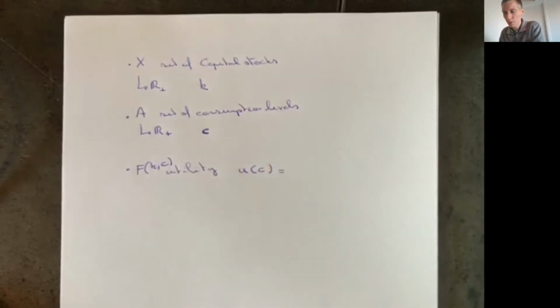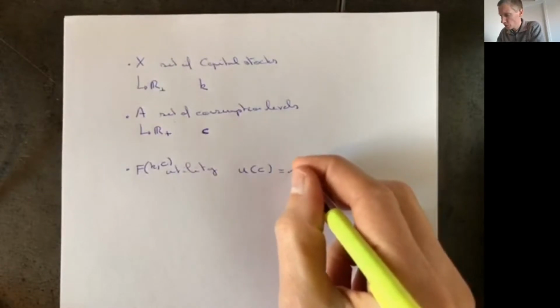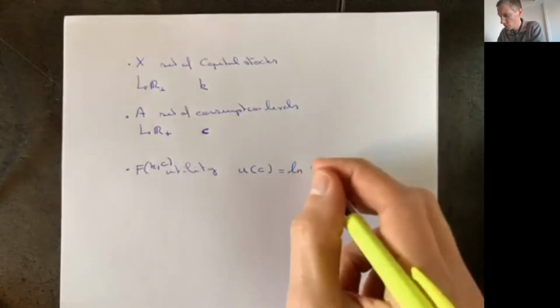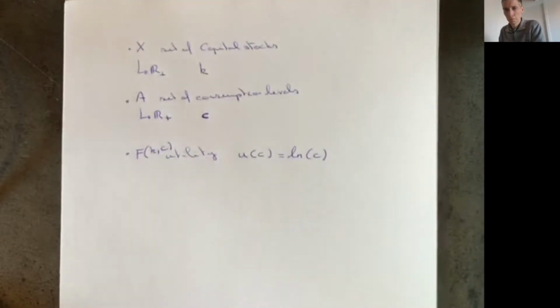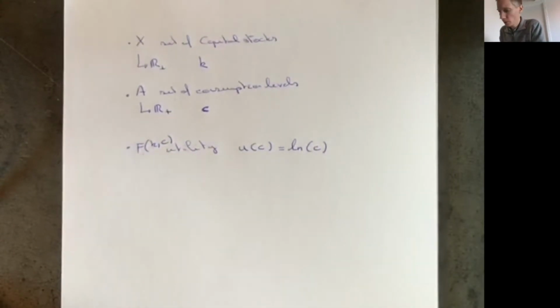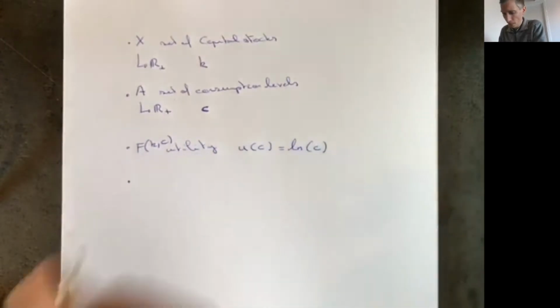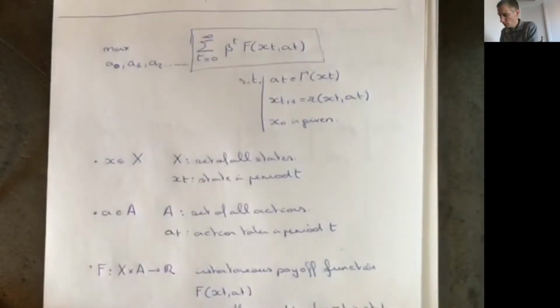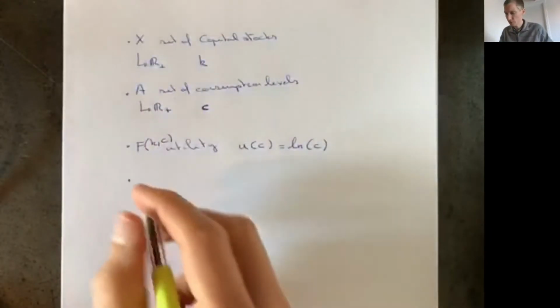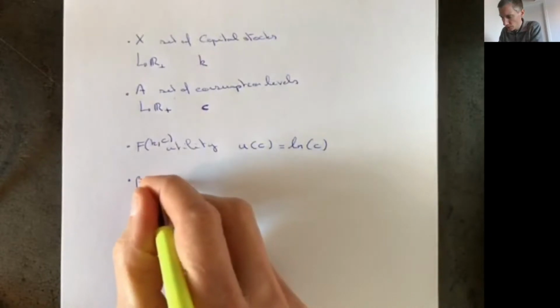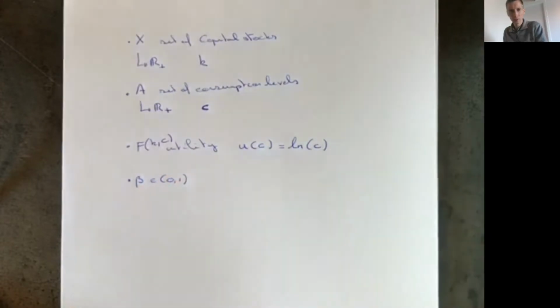And in this particular model, I'm going to use the log function. So this is going to be ln C, okay, which is one kind of utility function. And then you have the beta, right? So beta is simply going to be the discount rate. And then we need to look at the different constraints.